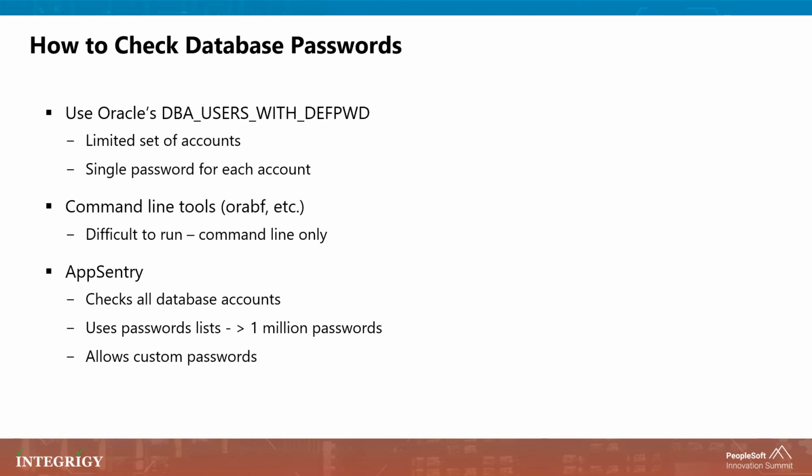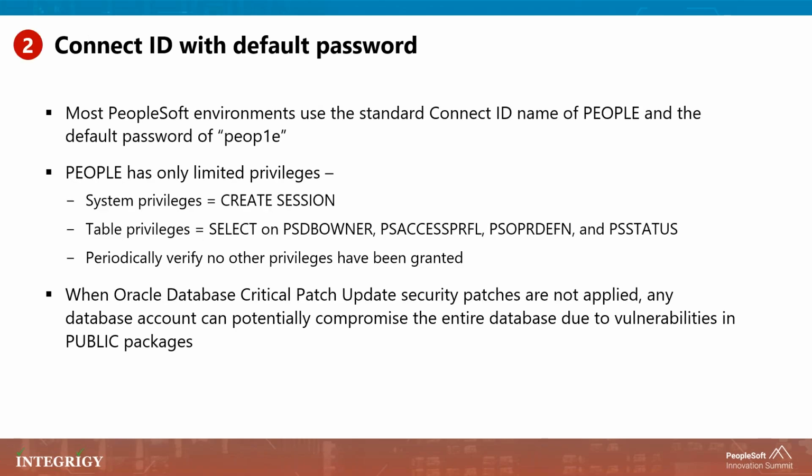We have about a 95% success rate when we do our security assessments of finding at least one account with a default or weak password. And oftentimes it's something typically pretty easy. So the first thing you should be doing is looking for those accounts.